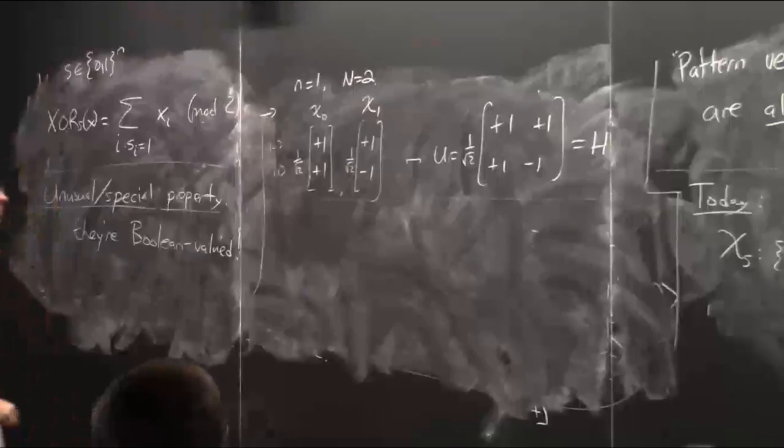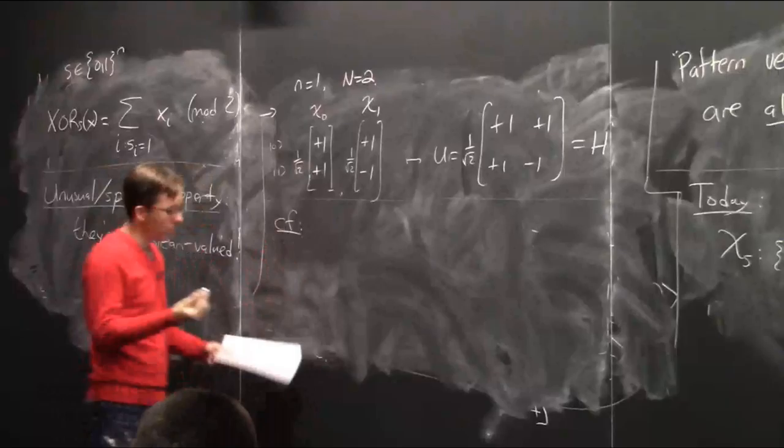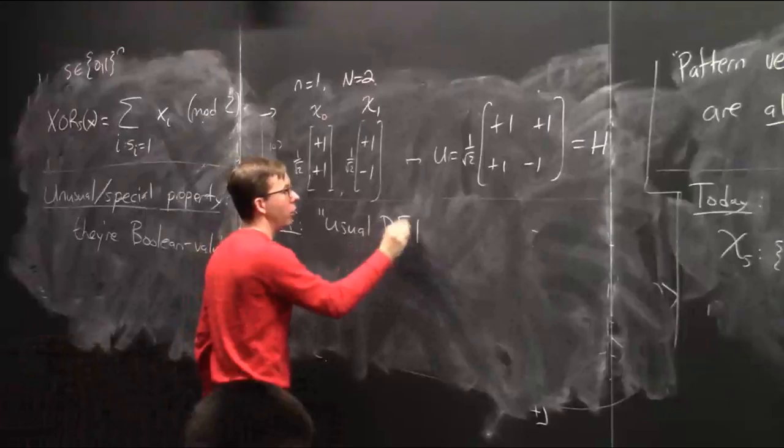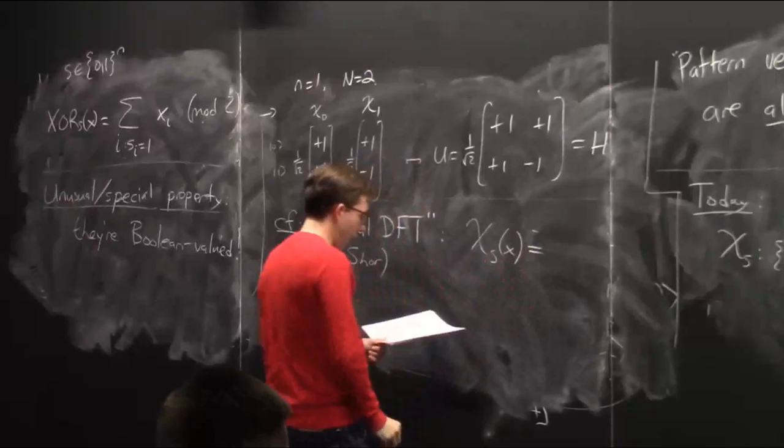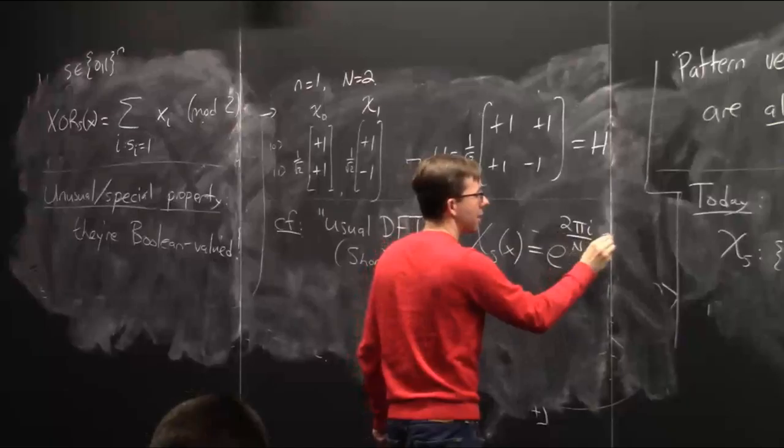On the other hand, this is a very special property. If you compare it with the usual discrete Fourier transform matrix, which hopefully you've seen at some point in your life, which we use in Shor's algorithm, you use pattern matrices that look like this: chi s of x is e to the 2 pi i over capital N, s times x, where now s and x are interpreted as integers.